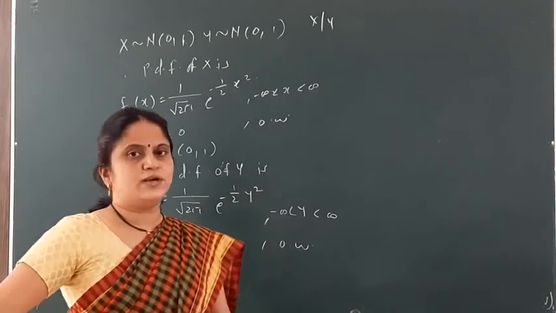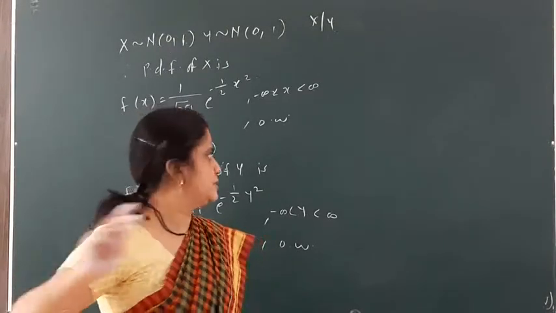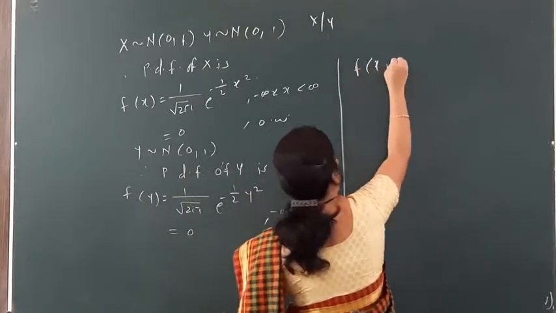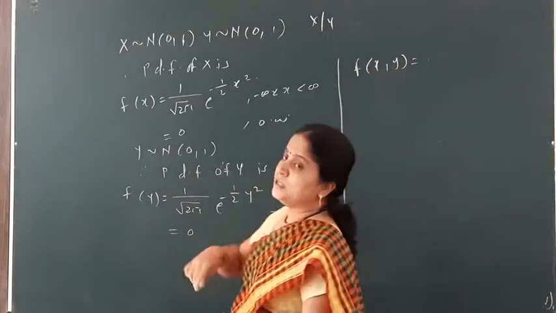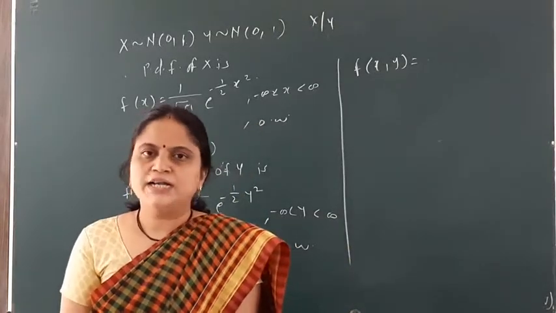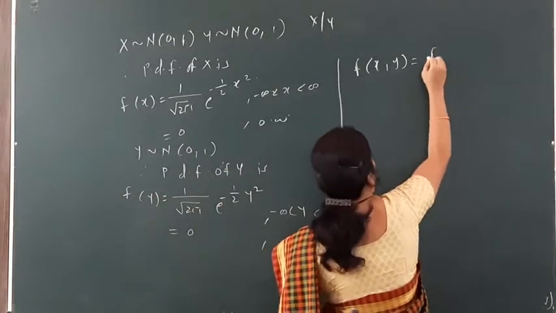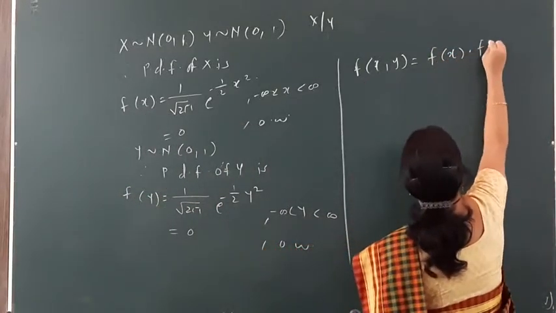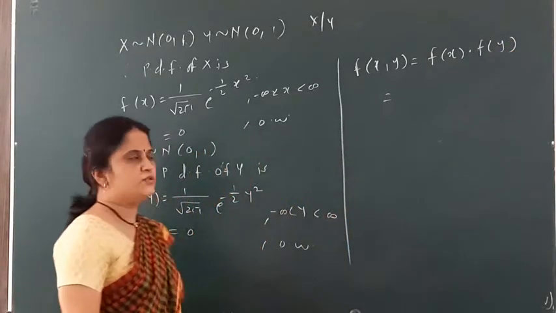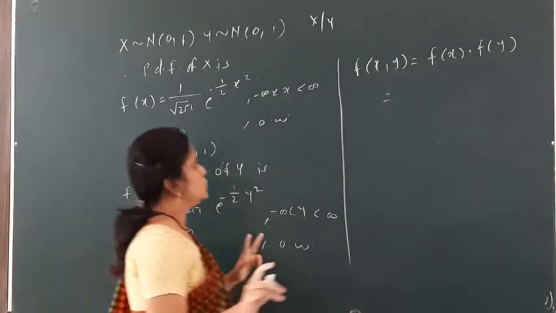So I need to find the joint PDF of x and y, that is f of x comma y. Since we are given that x and y are independent, by the definition of independence, I can write f of x comma y is equal to fx into fy. Fx is this and fy is this, values are on the board, so I can replace the values.